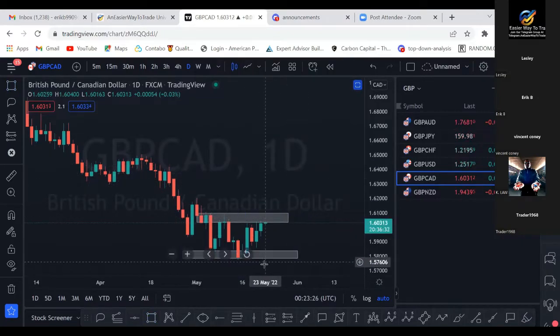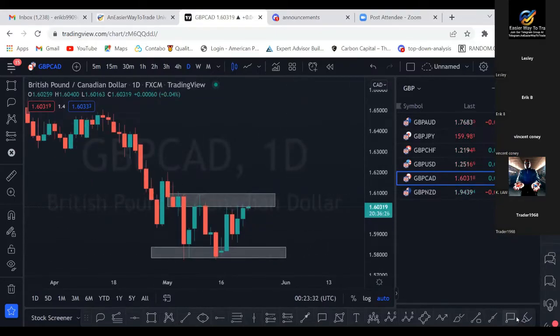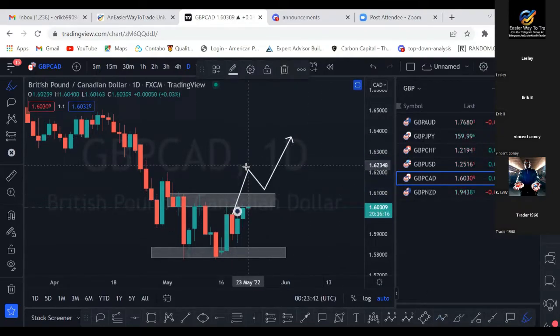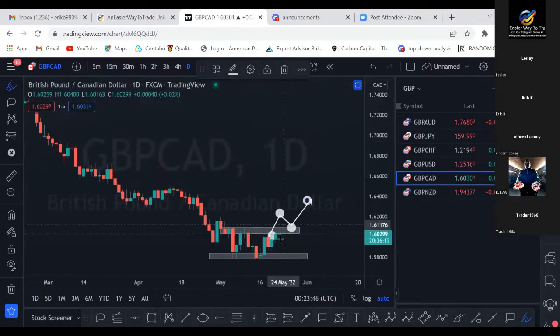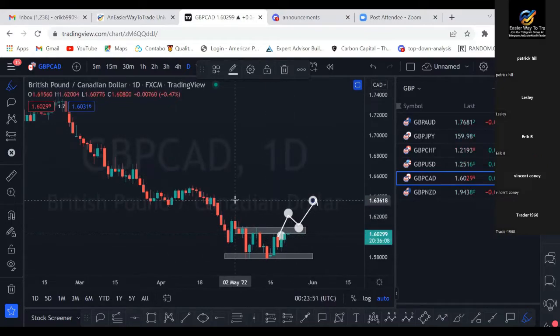If it breaks the support, we wait for the retest and we sell it. And if it breaks resistance, we're not going to buy it until we get a couple more points on it, to confirm that we got a higher low, another high. Then we may be looking for the buy. So right now it's just consolidating, trying to decide.